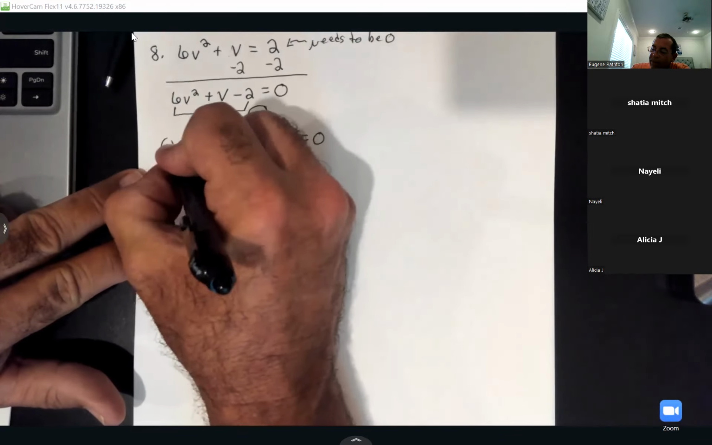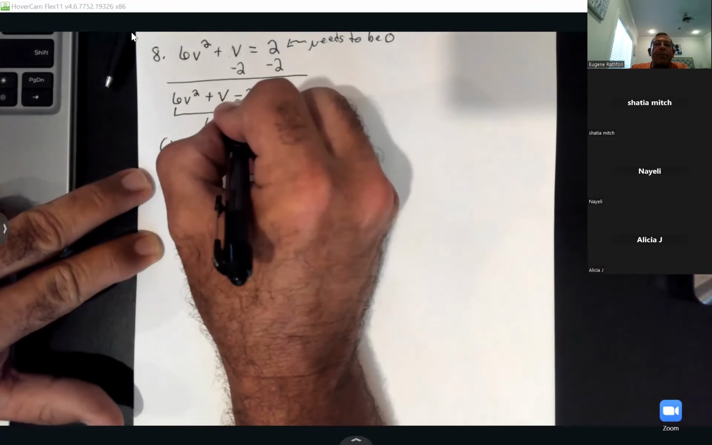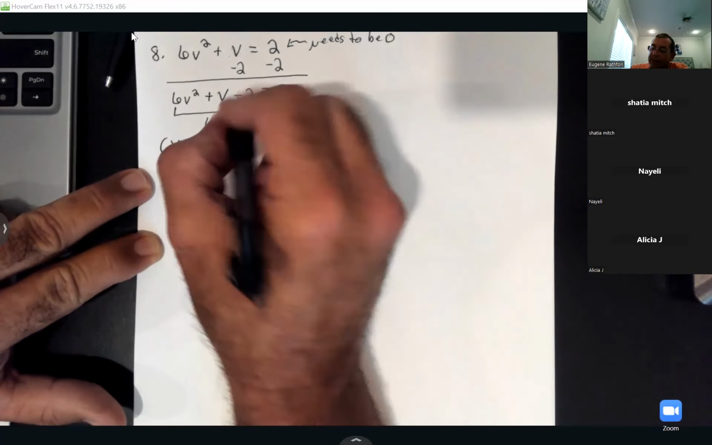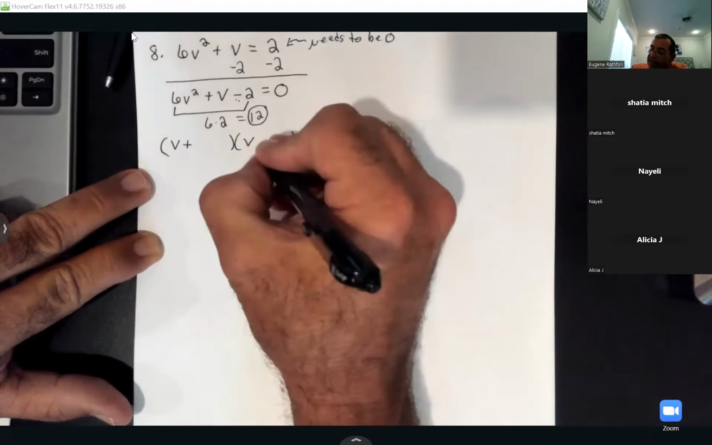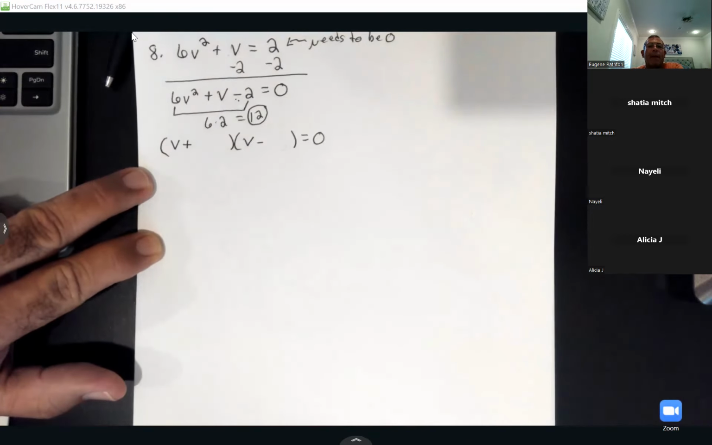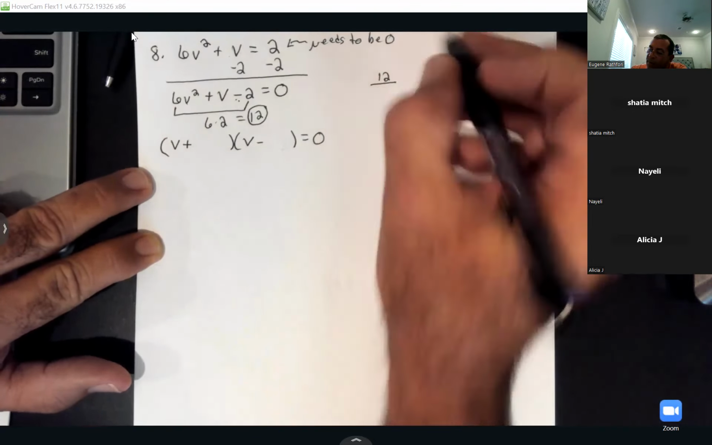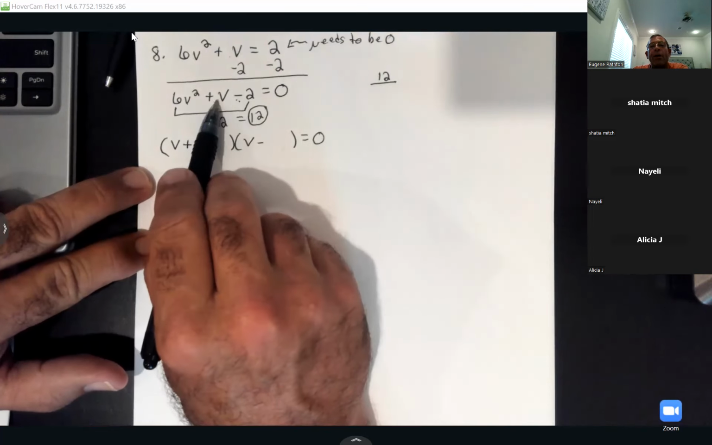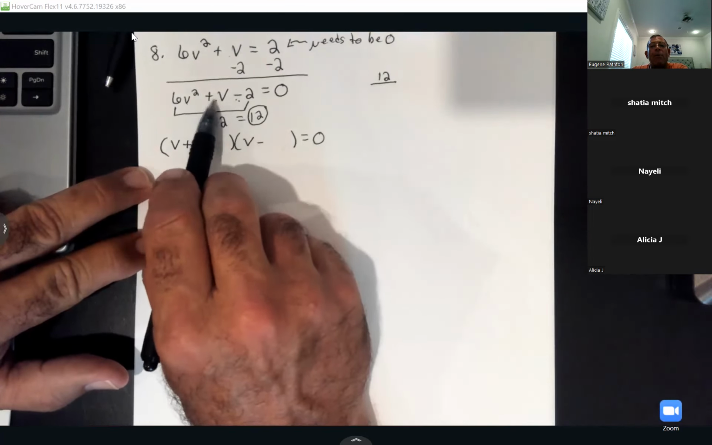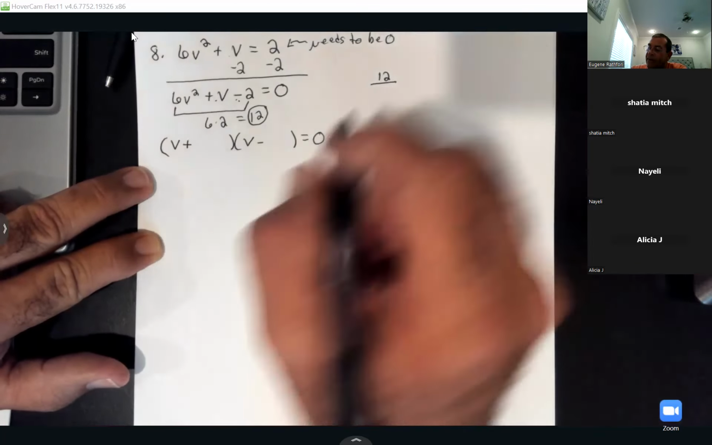V squared will be a v and a v. Your last number is negative, so that means you got unlike signs in those parentheses. So what we need to do is find factors of 12. Now remember, that's a 1 in the middle. So I want factors of 12 that will subtract to get a 1.